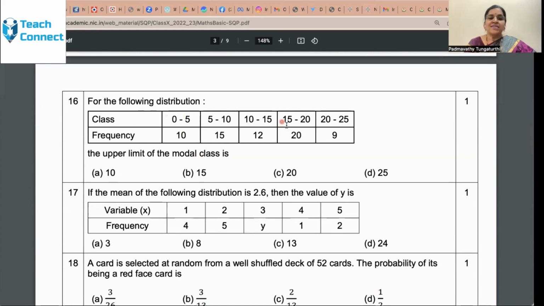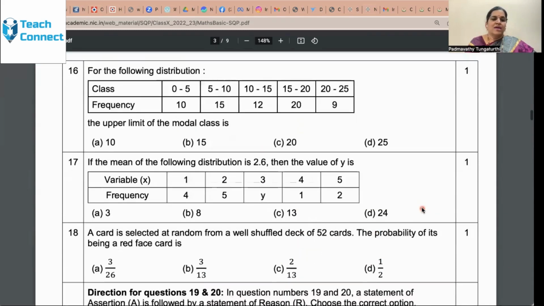Now here, does the child know what is happening in the result, in the table? It is neatly tabulated because this is the data analysis world. We are giving a lot of importance to data analysis. Then the upper limit of the modal class. Does the child know what the upper limit is? Does the child know how to read the data? Does the child know how to do this modal class? I think the child will understand what a modal class is.